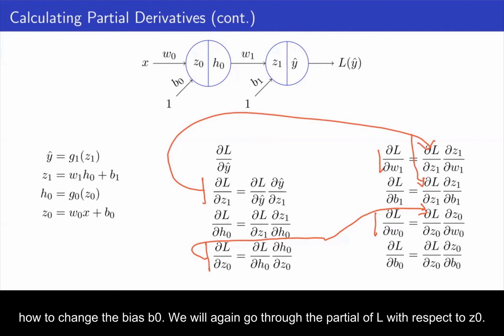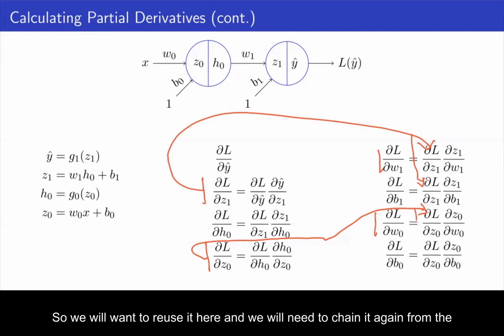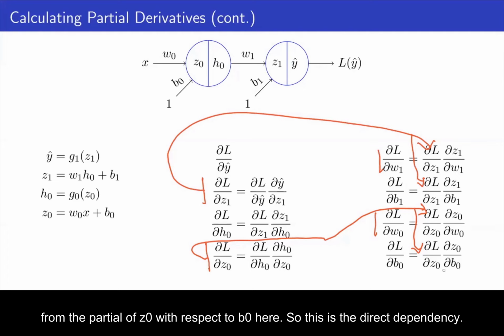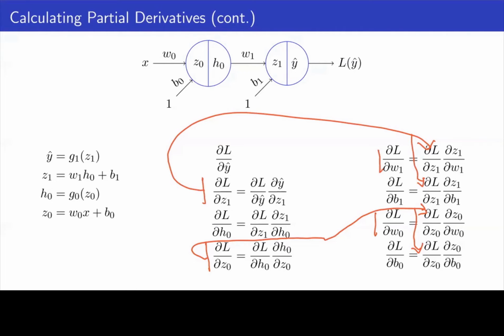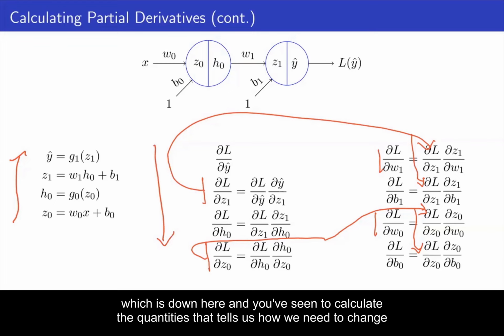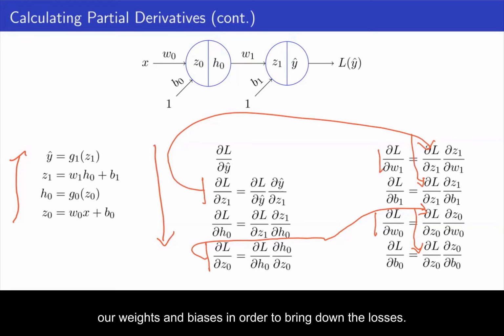So we also need to figure out how to change the bias B0. We will again go through the partial of L with respect to Z0. So we will want to reuse it here. And we will need to chain it again with the partial of Z0 with respect to B0 here. So this is the direct dependency. Okay, so now you've seen the full forward pass, which was up here, and the backward pass, which is down here. And you've seen to calculate the quantities that tell us how we need to change our weights and biases in order to bring down the loss.